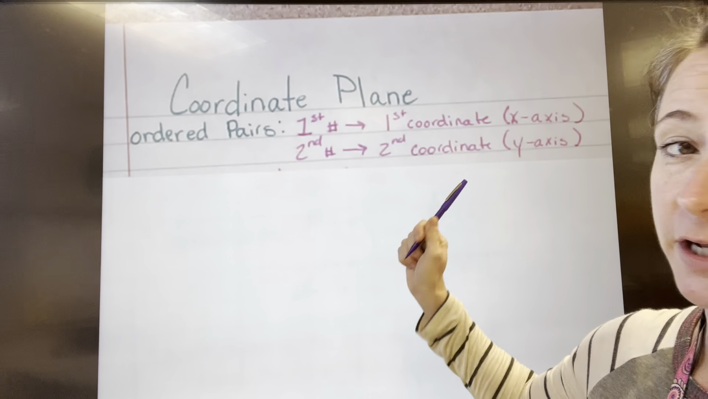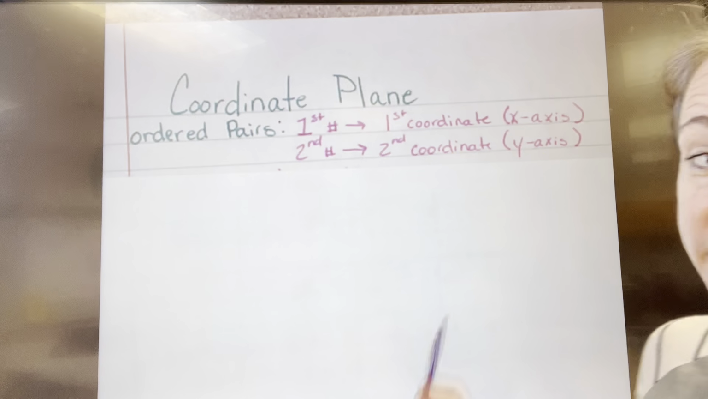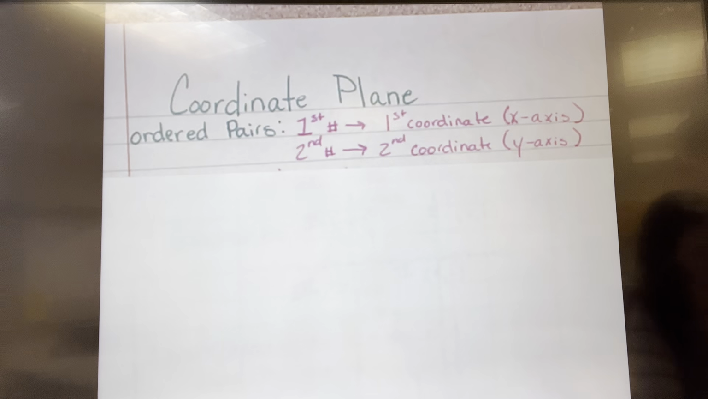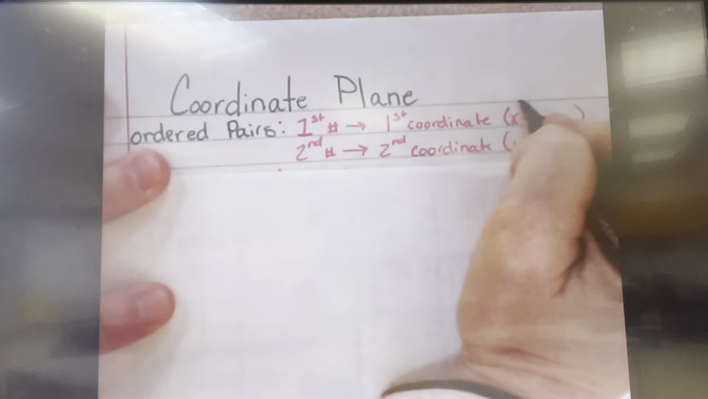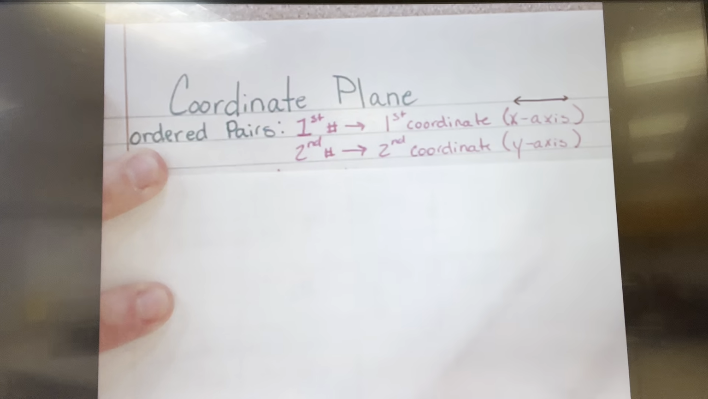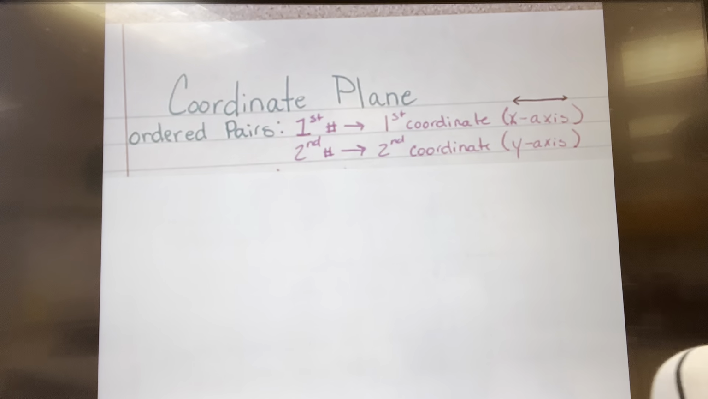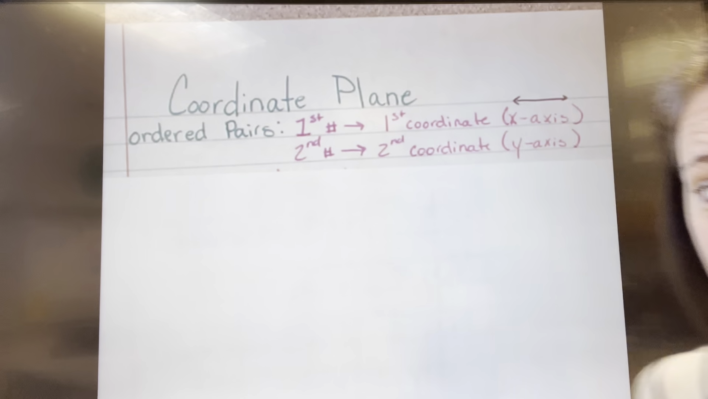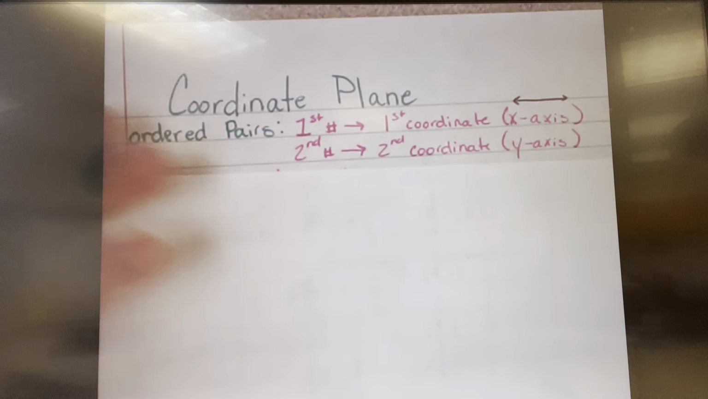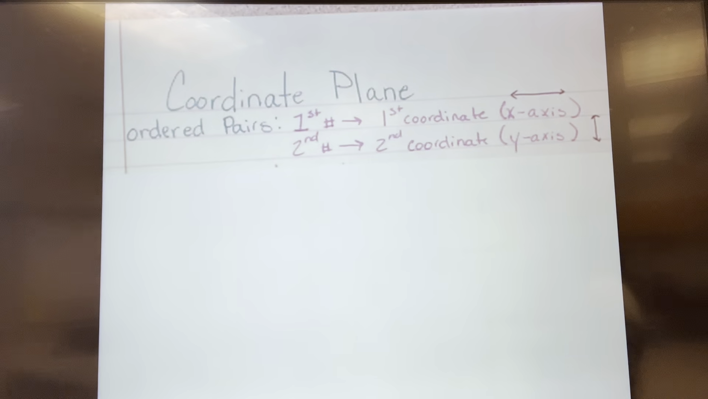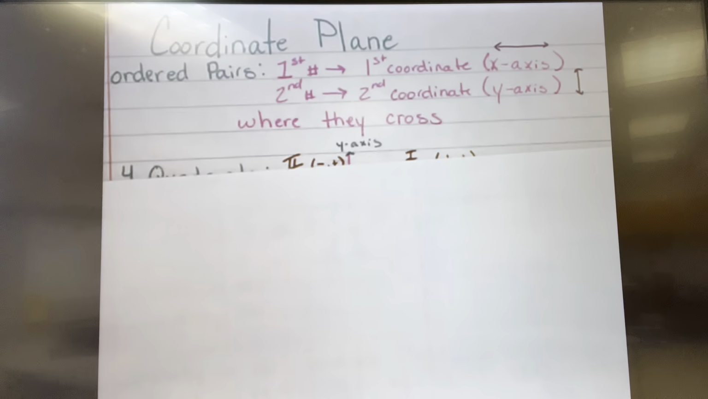The first number in your ordered pair is your first coordinate, and it's on the x-axis, which is the horizontal line that goes from left to right, okay? And then your second number in your ordered pair is the second coordinate, which runs along the y-axis, which is your vertical line, and that runs from top to bottom, okay? So, ordered pair. Pair means two. Partner up. And then it's where they kind of cross on the axis.